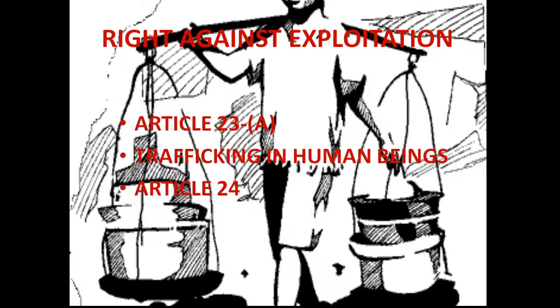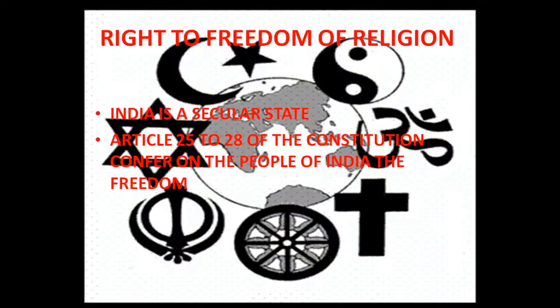Yes, children, we were talking about right against exploitation. In this comes Article 23A, trafficking in human beings, and Article 24. Now, all these rights are related to our right against exploitation. Now, the next one is right to freedom of religion. As you know, children, India is a secular state. Article 25 to 28 of the Constitution confer on the people of India the freedom.